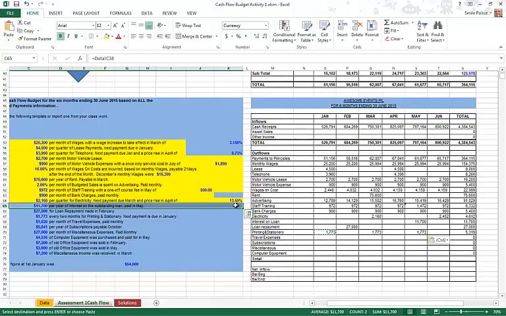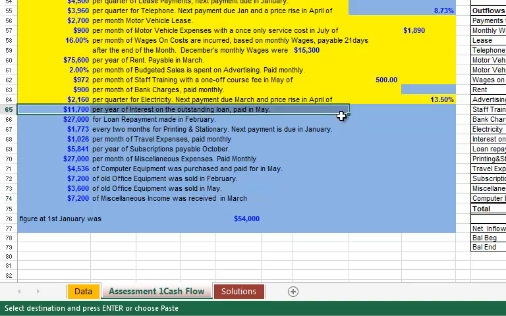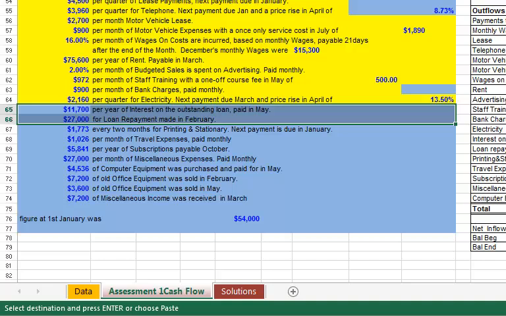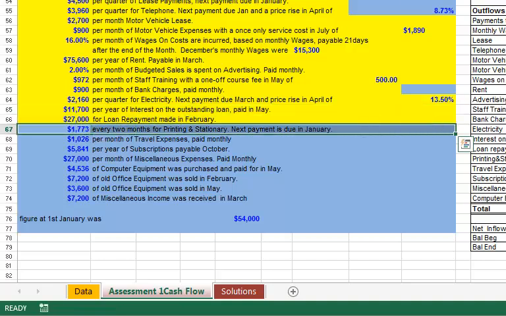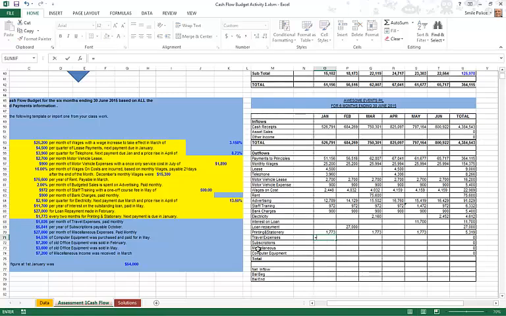11,000 per interest outstanding pay in May. So I go back to May, and I've done interest and I've done loans. So that's why it's important to cross these off. Like I said, don't even listen to myself, do I? Stationery as well. Travel expenses paid monthly. So we've got travel expenses. So we can go for that.